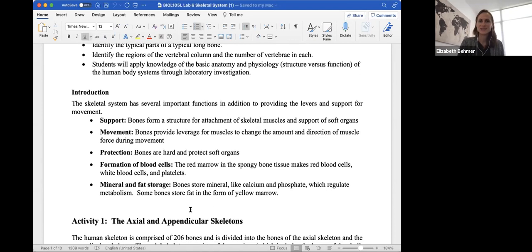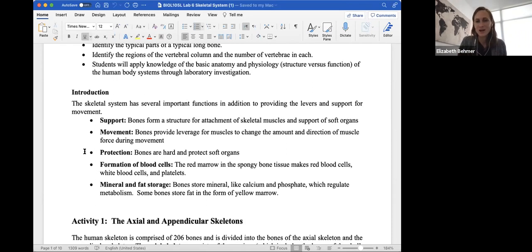But the skeletal system has several important functions in the body. In addition to providing levers and support for movement, it helps to support, so the bones form a structure for attachment of your skeletal muscles and support of soft organs. Your bones help with movement, so your bones provide leverage for muscles to change the amount and direction of muscle force during movement. So your muscles will contract, and that contraction pulls on the bones and allows your bones to move. Your skeletal system is very important with protection.